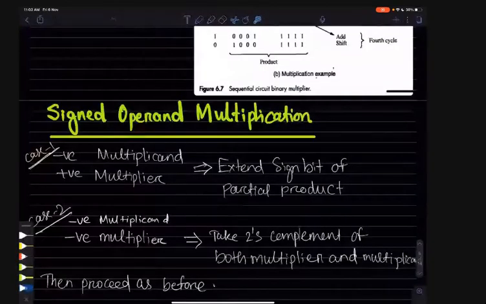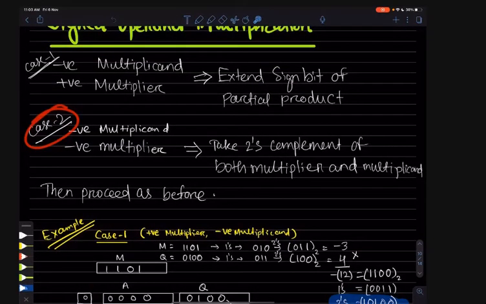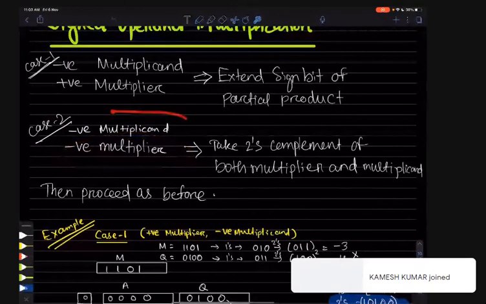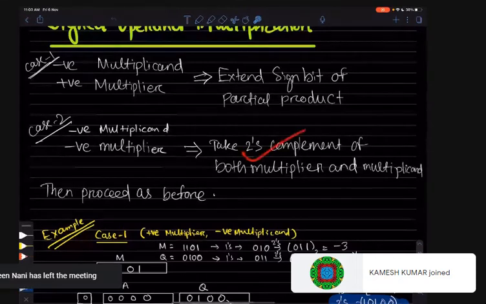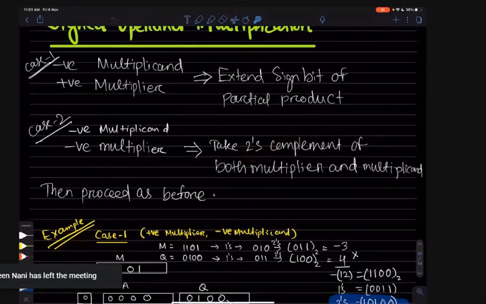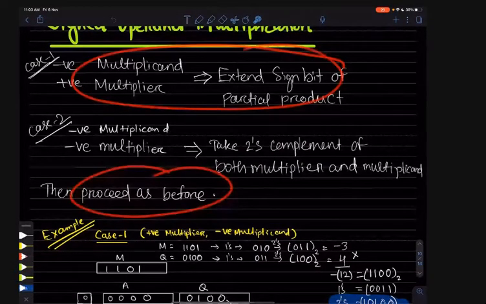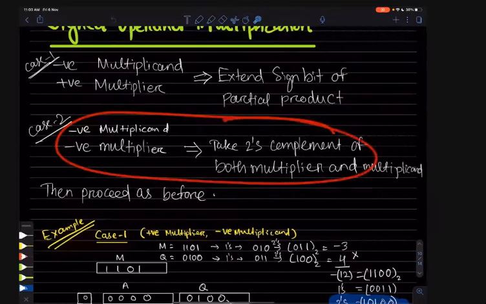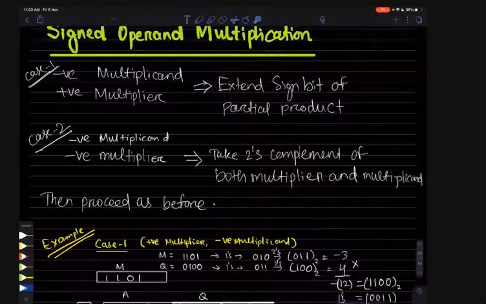Then there is case 2, the opposite one, when the multiplier is negative and the multiplicand is also negative. In that case, you have to take the 2's complement of both the multiplier and the multiplicand and proceed as before. Proceed as before means this part. Like you do a positive number multiplication, you can do the same thing here as well.